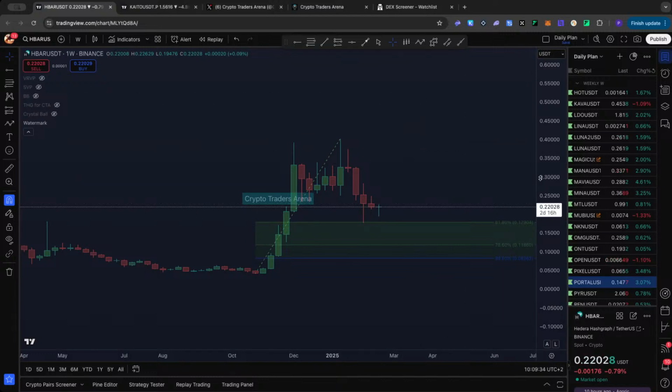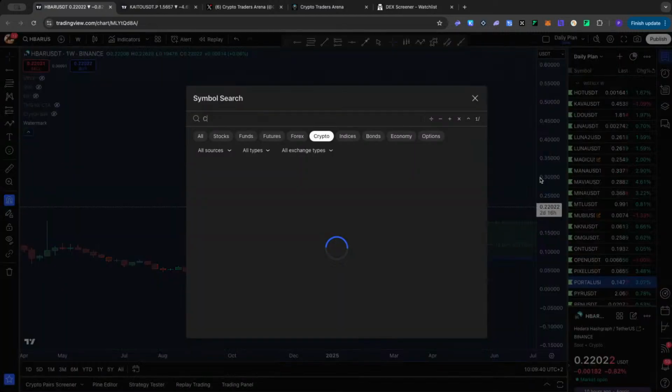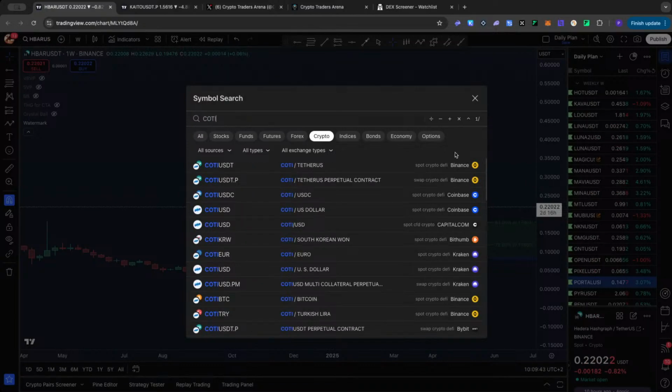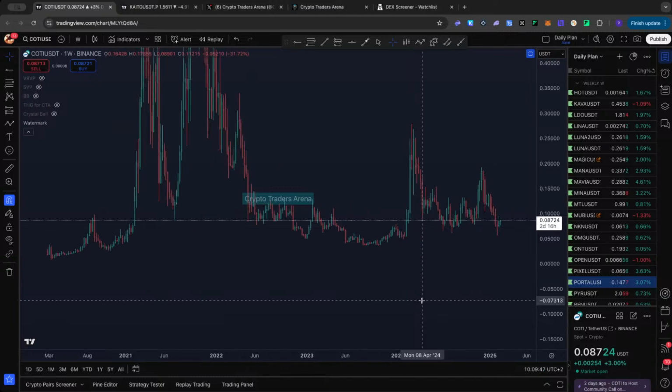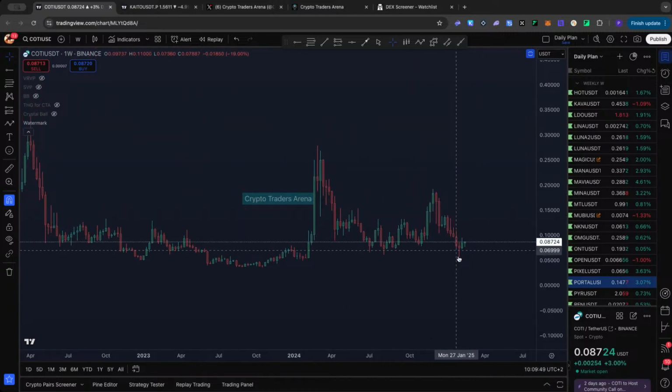Now, let's take a look at the next one. You said Coty? Coty Binance weekly chart. Nice location, Jade. Nice location. 3-bar fractal. Trying to do a 3-bar fractal here. 3-bar fractal bottom. Took some lows. Doesn't look bad. Honestly, doesn't look bad.